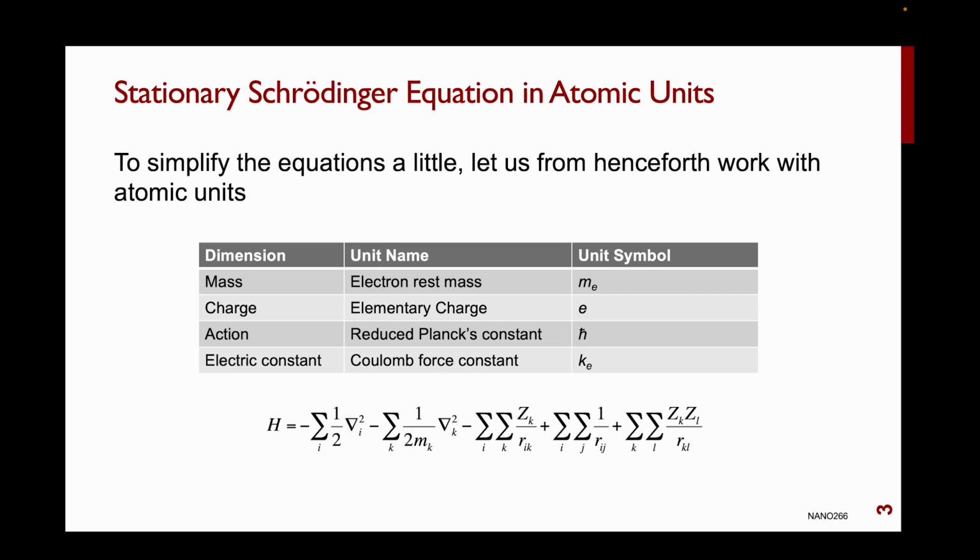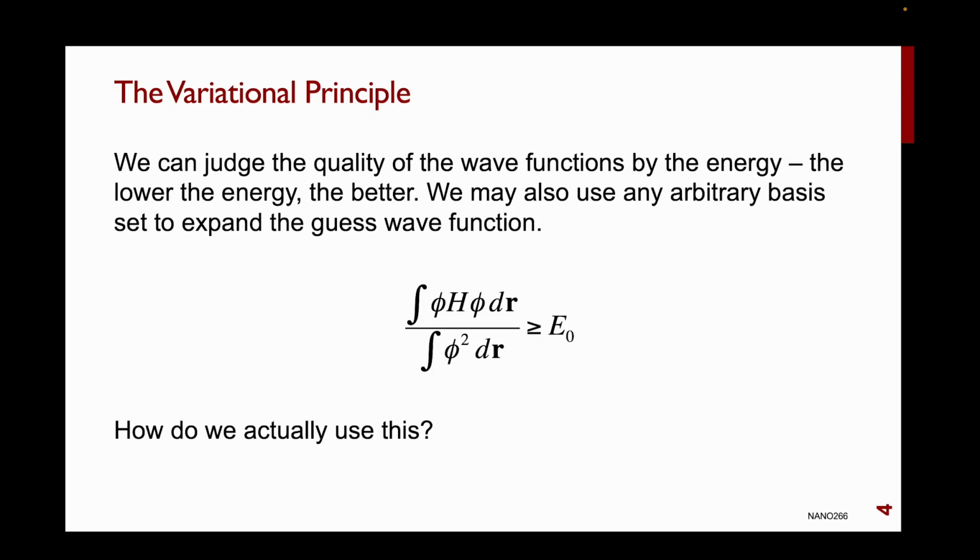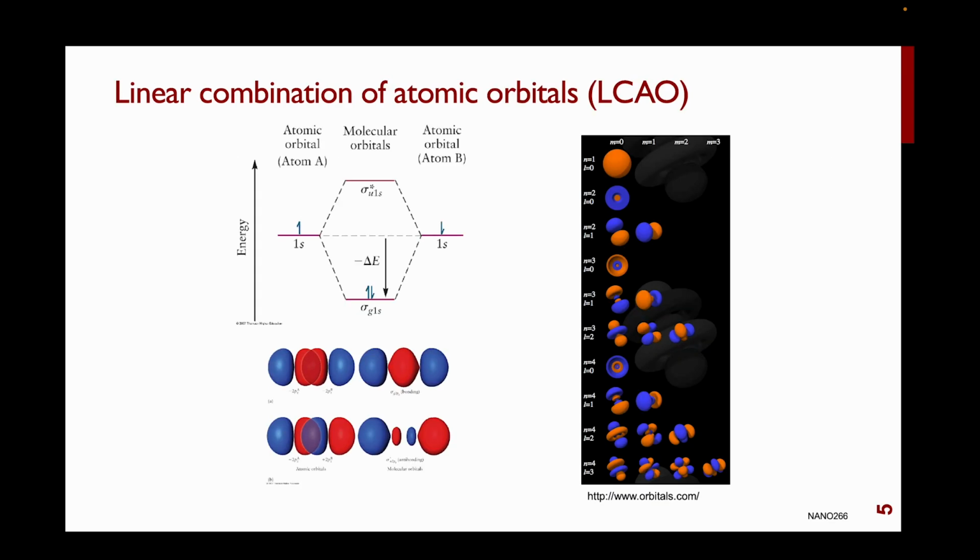Now, as I mentioned before, based on the variational principle, we can judge the quality of the wave function based on how low the energy is. So this is the variational principle. How do we use this? One simple way is to use what is called a linear combination of atomic orbitals approach. This was one of the earliest ways in which the variational principle was used.